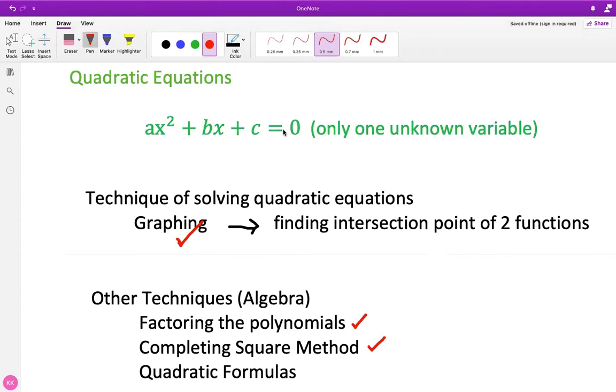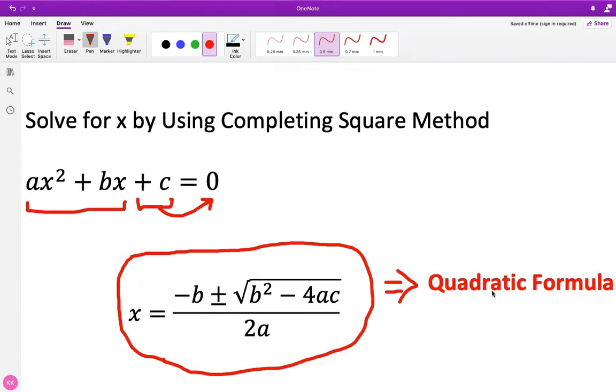So hi everyone, let's continue. In this video, I'm going to use the quadratic formula to solve quadratic equations. We have ax squared plus bx plus c equal to 0. For the quadratic formula, x equals negative b plus or minus root b squared minus 4ac, divided by 2a.